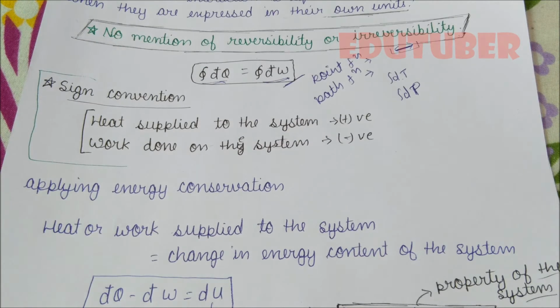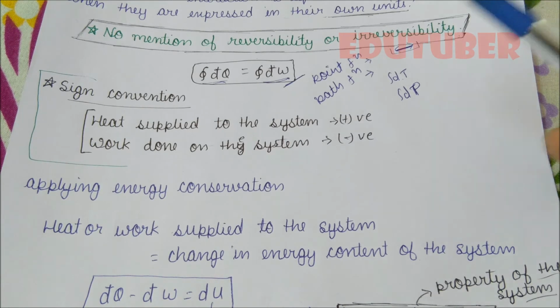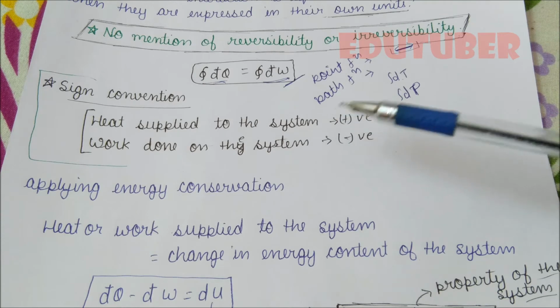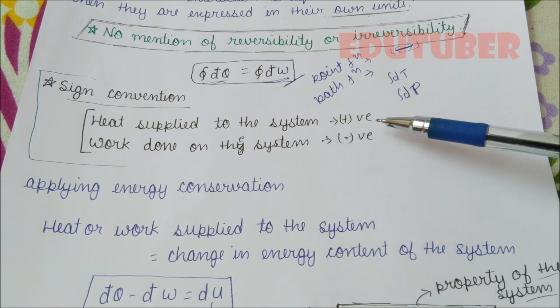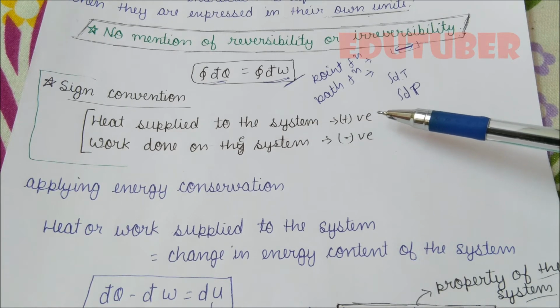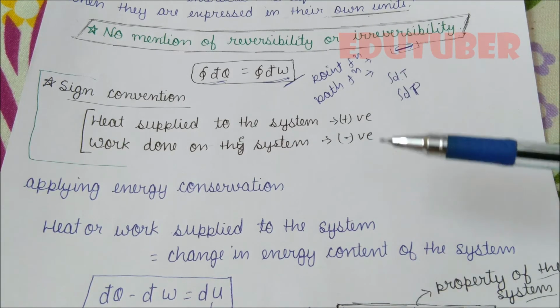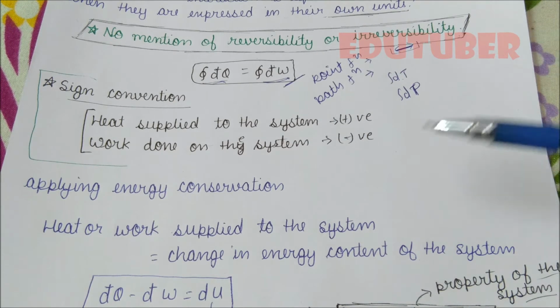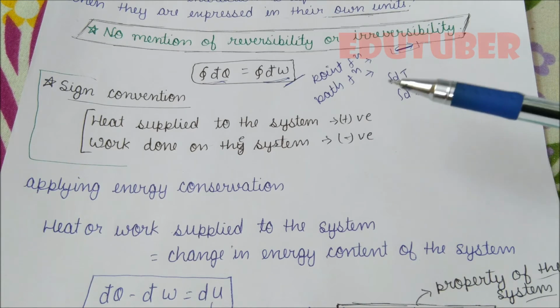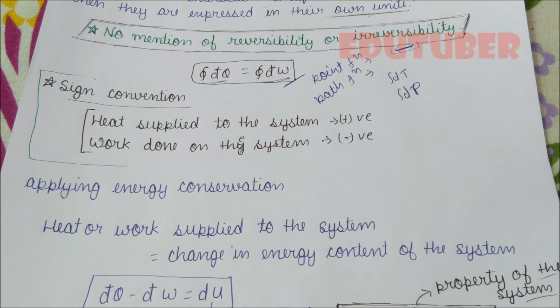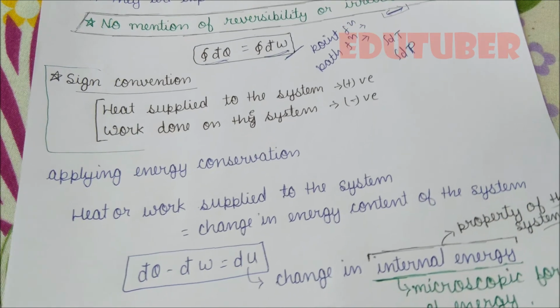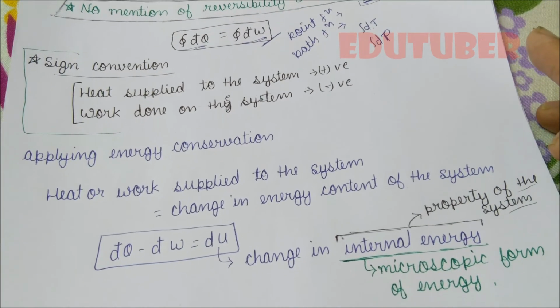Now coming to the mathematical expression of the first law. But in order to proceed further, we need to adopt a sign convention first. So in thermodynamics, what is the general sign convention? Heat supplied to the system is positive, heat extracted from the system is negative, work done on the system by the surroundings is negative, work done by the system on the surroundings is positive. This is the sign convention and you should keep it in mind.